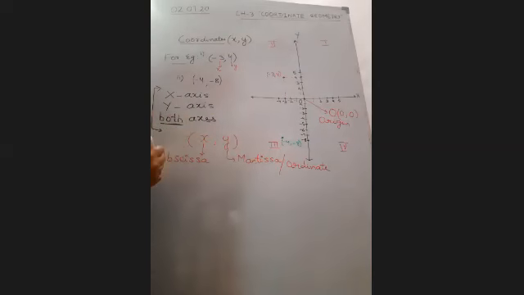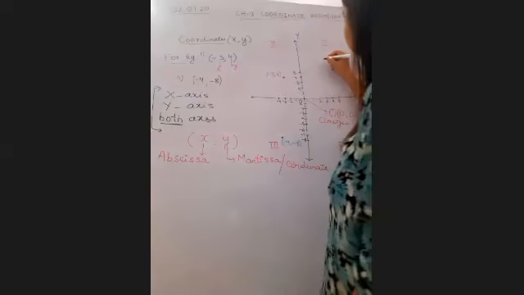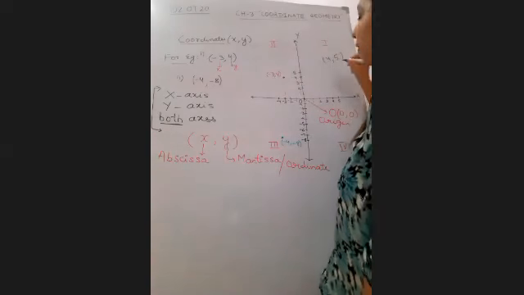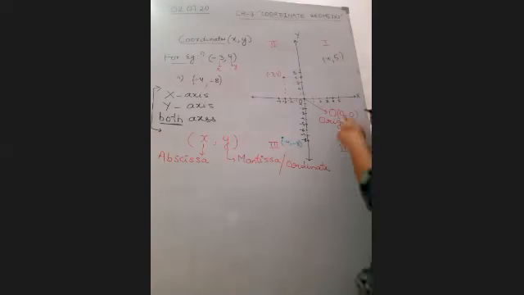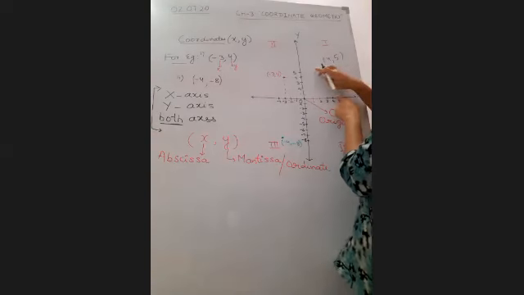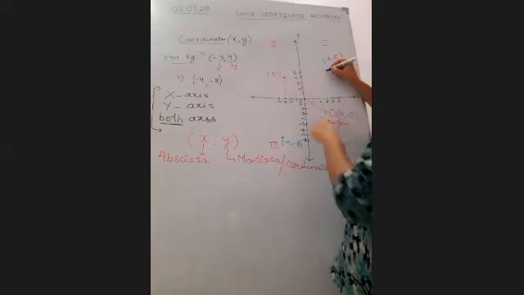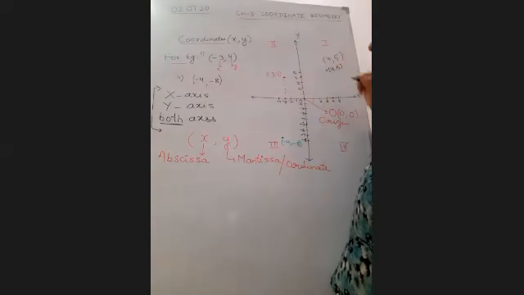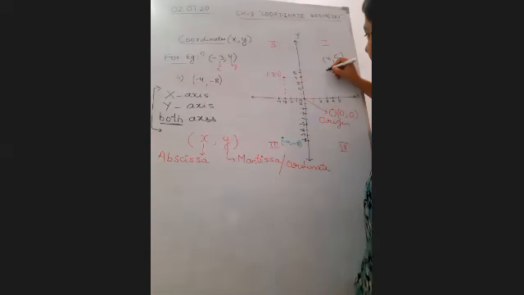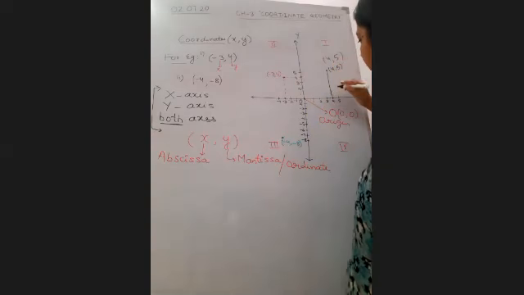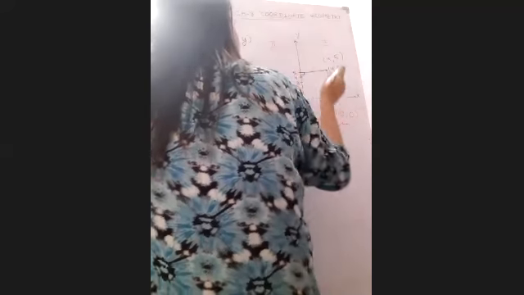If we look carefully, suppose I take a point (4, 5). Where will that point be? 4 on the x-axis and 5 on the y-axis. This will be the point. Now see, please understand, this is an important thing I am telling you. Perpendicular. This is also perpendicular. Right.